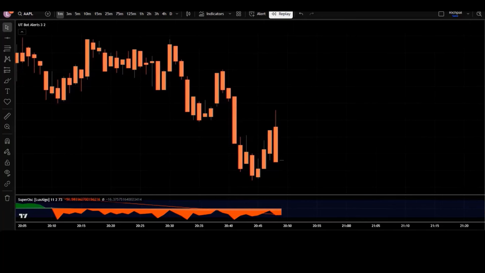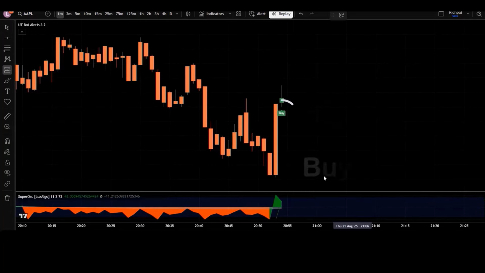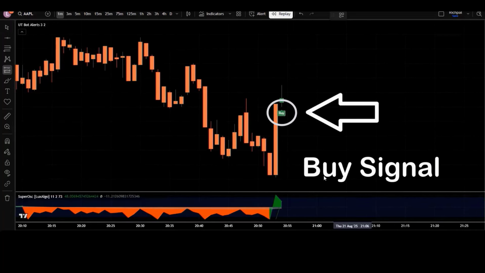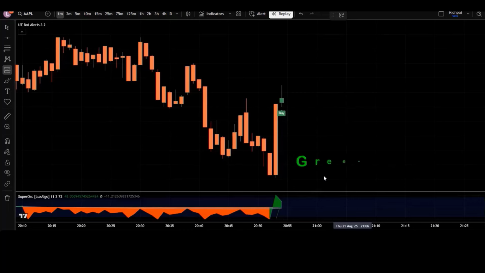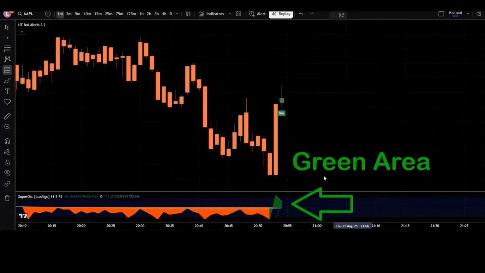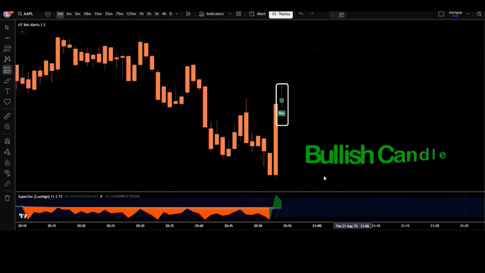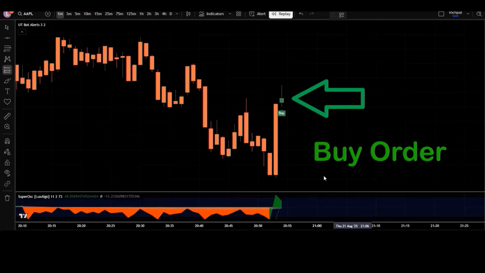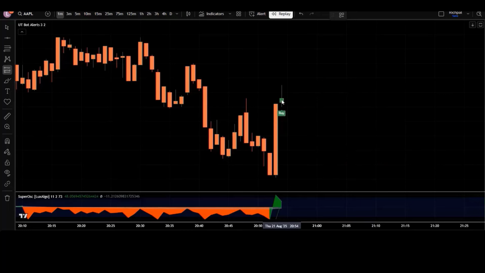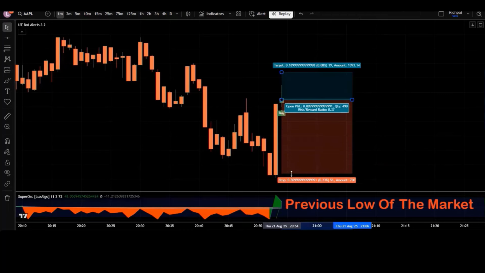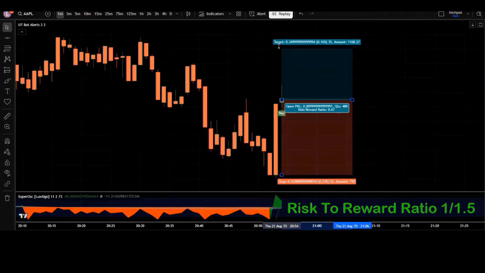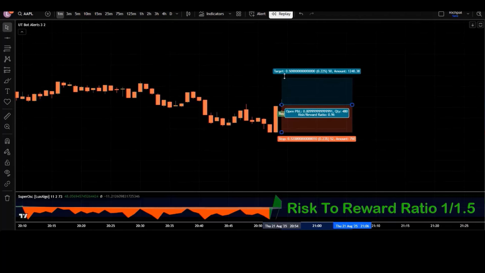Let's see how we use these trading setups. When the UT Bot Alerts indicator gives us a buy signal, when the Super Oscillator indicator shows a green area color, and when the market forms a bullish candle, if this condition is fulfilled, then we will place a buy order. Our stop loss is the previous low of the market, and the risk to reward ratio will be 1:1.5.